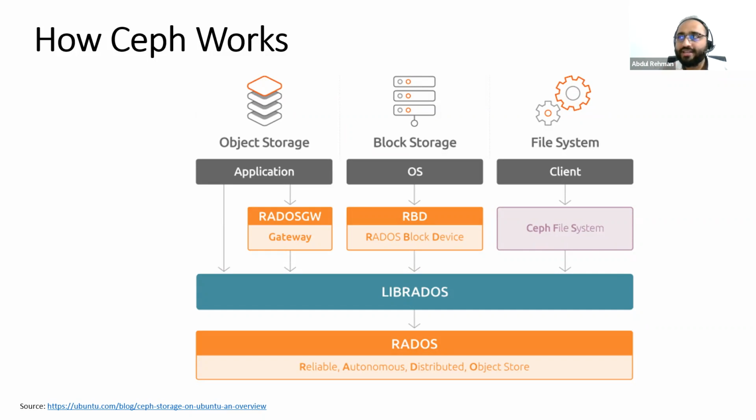And then one more point we have is the file system. The file system is similar to what NFS is. So Ceph provides NFS, I mean NFS level capabilities, and what we can do is connect any client to this Ceph file system, and then it will eventually interact with libredis and Redis to read and write the data. So this is on a very high level.